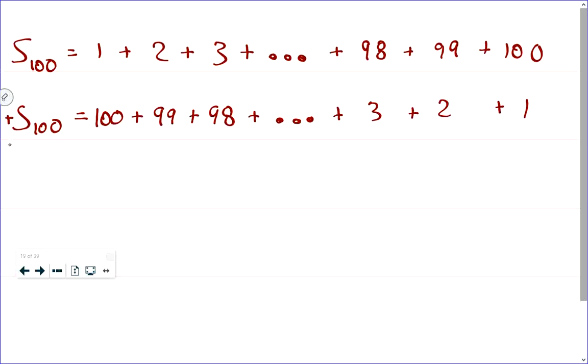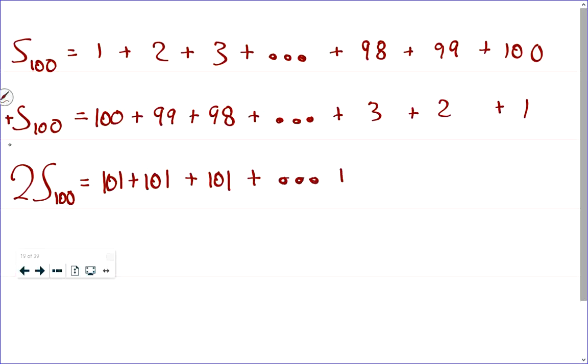So he writes it down a second time. When you add these two lines, you get 2 times the sum of the first 100 terms. S plus S is 2S, equals 101 plus 101 plus 101 plus dot dot dot plus 101 plus 101 plus 101. So there's 100 items in this list because it was from 1 to 100.